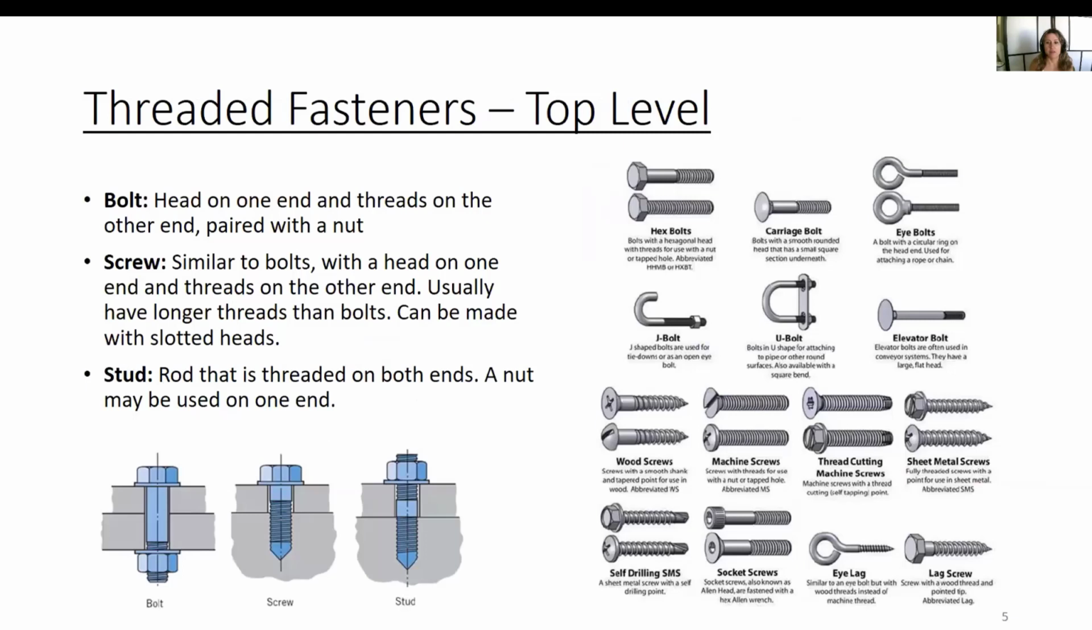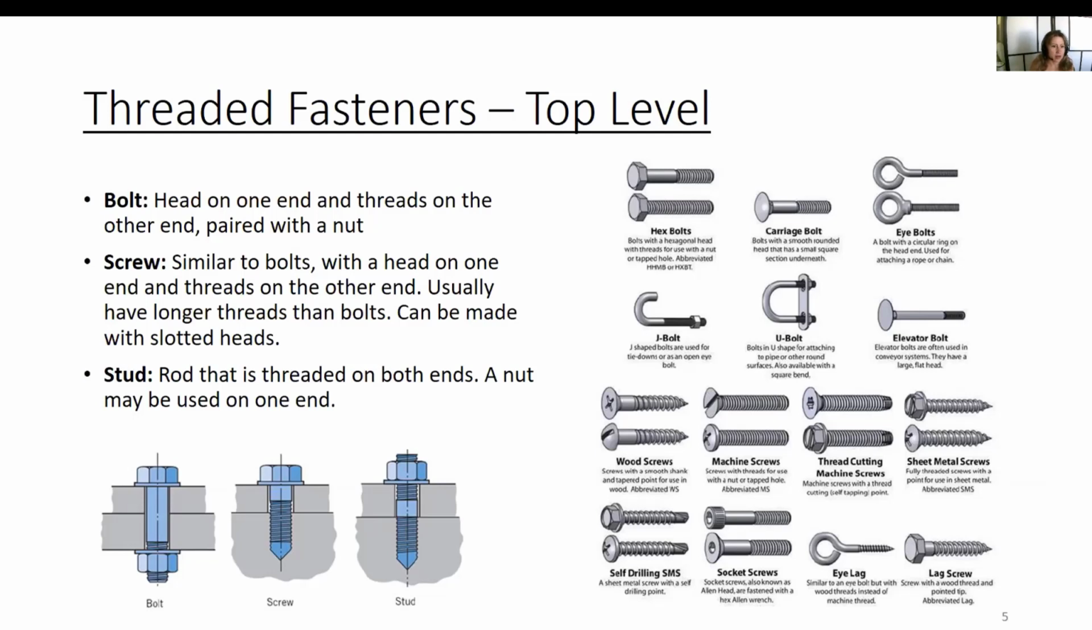Some top-level information about threaded fasteners. Broadly speaking, there are 3 different types. A bolt has a head on one end and threads on the other end, paired with a nut. A screw is similar to bolts, with a head on one end and threads on the other end, but usually has longer threads than bolts. If you see here, there's a large part of the bolt that's not threaded, and then there's a small portion that's threaded. We'll actually talk about why this is. And with the screw, you have a longer part of the entire length that is threaded.